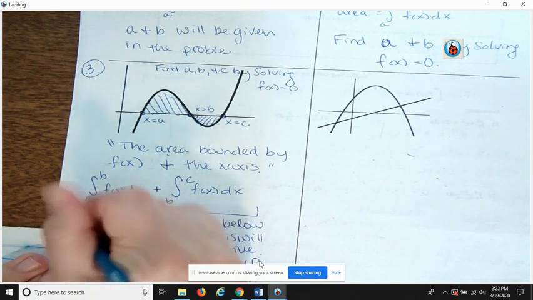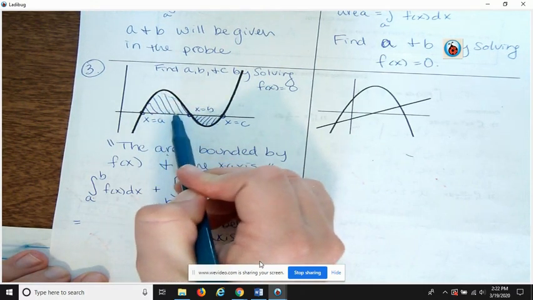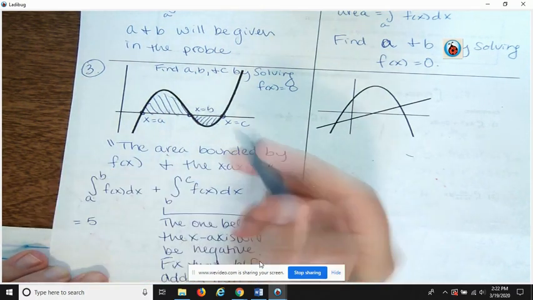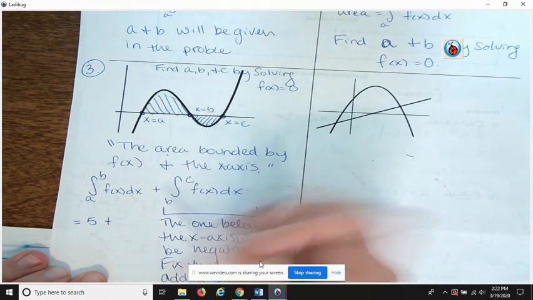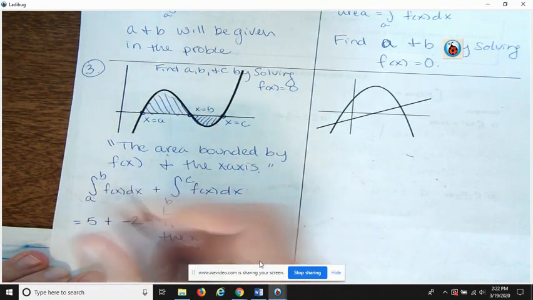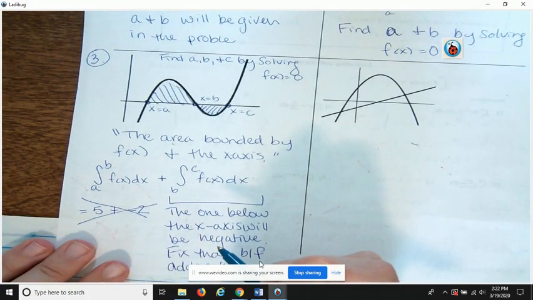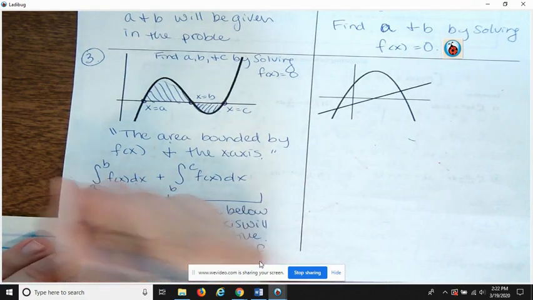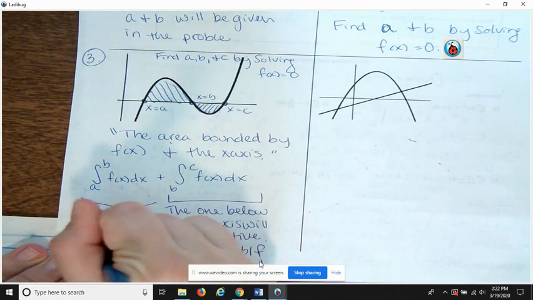So for this, maybe the area right here is 5, okay? And then I would want to add on the area here, but what you calculate when you take this integral is going to be negative. You do not want to add those two together. It's going to give you less area than is actually there. So what you would want to do is say 5 plus 2, to give you 7 square units.